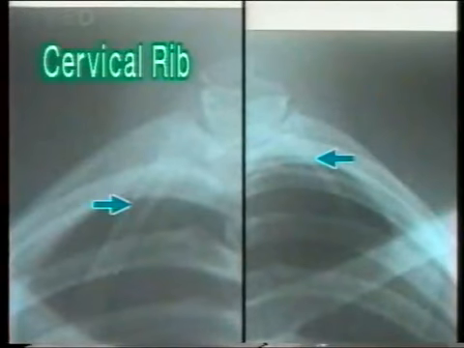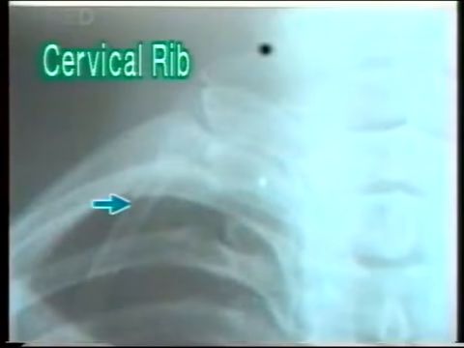Note this bilateral cervical rib. It is thin and incomplete on the left side, but well developed on the right side. At its posterior end, note that it articulates with the transverse process which is slanting downwards. So this is a cervical rib.